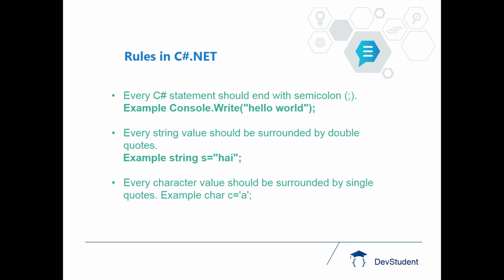Every string value should be surrounded by double quotes. For example, if you have written string s equal to "hi", which is a text, this text value of a string has to be in the double quotes. And we have another example, char c equal to single quotes 'a'. That means whenever you are defining a character of char type, you have to surround that with a single quote.